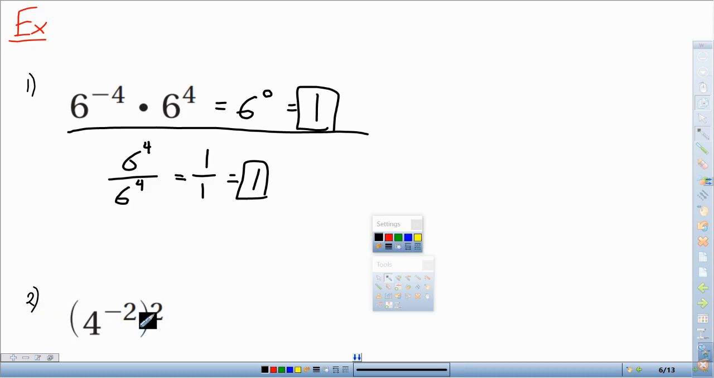We have this power of 2 on the outside. It needs to be applied to the inside of the parentheses. So this is really just the power of a power rule. So we're going to multiply these. So we're going to get 4 to the power of -4.